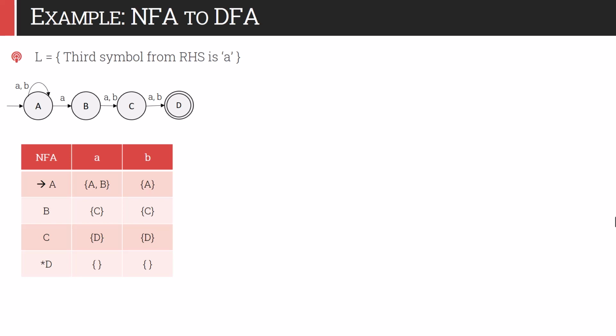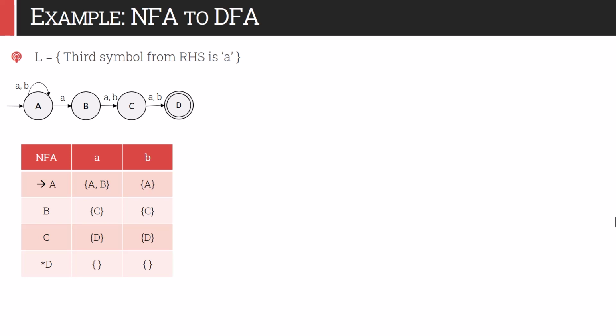And before that, we can read any other symbol, A or B. So there is a self loop on state A. We can read any symbol, but to go to the next state, we have to read an A. And after that, we have to read any two symbols, either A or B. So always the third last symbol will be A. And the transition table is also shown here.